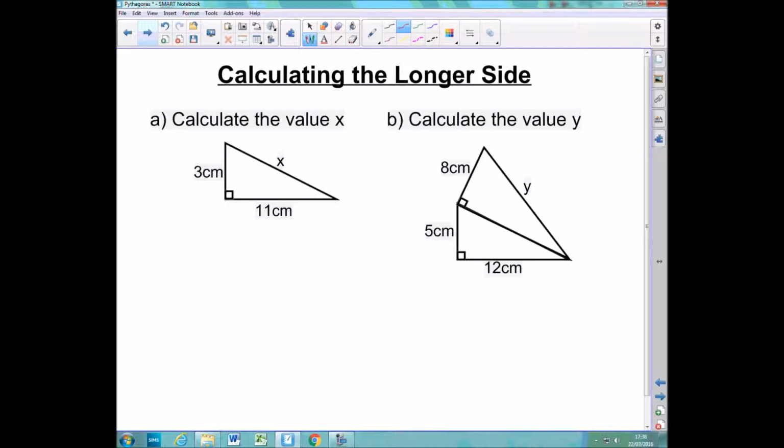So for question A, I wanted to calculate the value of x. Again, I'm calculating the longest side, which I know, when squared, equals the other two sides squared and added up. So I can tidy that right-hand side up a little bit, and I get 3 squared is 9, 11 squared, 121. Those add together to make 130. Then to find x out, all I need to do is square root my answer, 130, and I get, written to 2 decimal places, 11.40 centimeters to 2 dp.